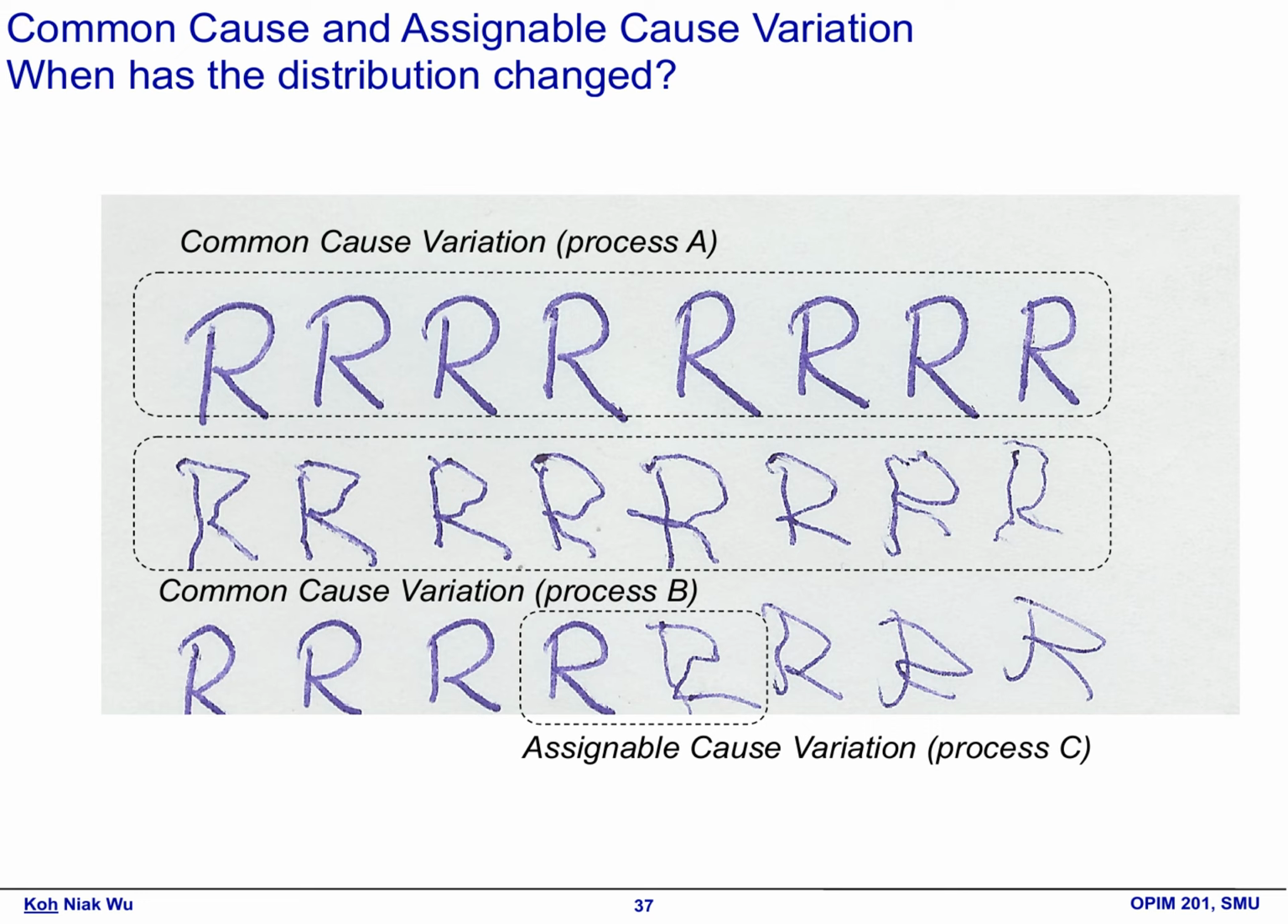The last section highlights assignable cause variation in process C, where the handwriting is noticeably different. This change signals that something specific has influenced the process, leading to a shift in distribution. Understanding these differences is crucial for analyzing data and improving processes.